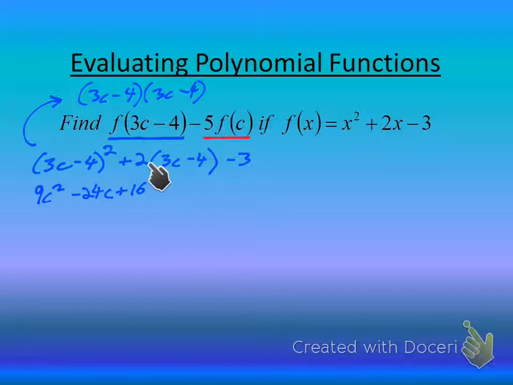Second part, distribute the 2. So plus 6c minus 8 minus 3. And then through all that, you got to get your like terms. So 9c squared minus 18c plus 5, all right? Okay. So there's your blue part. Easy enough. Any questions on my blue part?